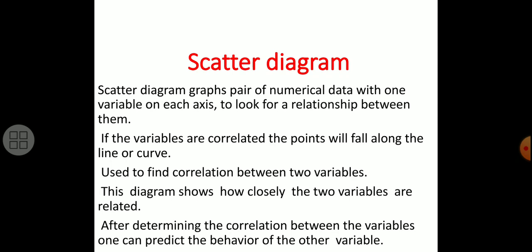After determining the correlation between the variables, one can predict the behavior of the other variable, isn't it? In the sense that, out of the two variables, the behavior of one variable is known to us, that is the independent variable, and the variable we have to predict on the basis of the independent variable is known as the dependent variable.